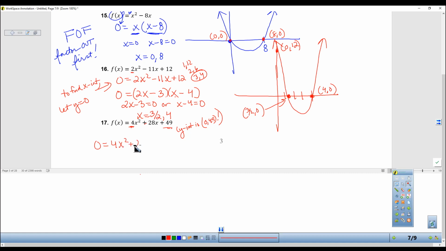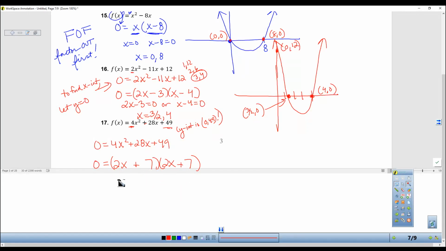4x squared plus 28x plus 49. I can't take anything out. 4 and 49, I have nothing in common. So I do always try 2 and 2 first. And with 49, you got a choice between 1 and 49 or 7 and 7. I'm going to go with the 7 and 7. That gives me inners are 14x and outers are 14x. So if I make them both plus, I get my 28x. That worked out great.